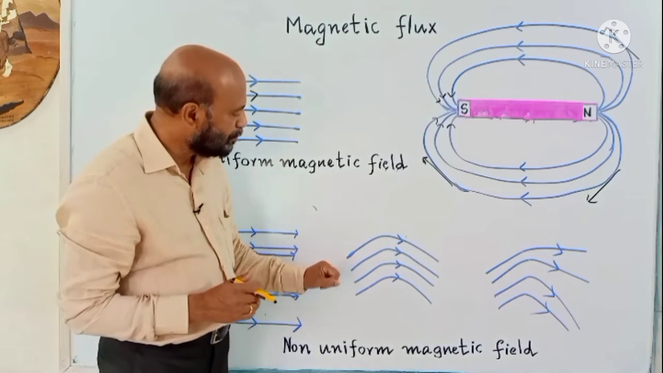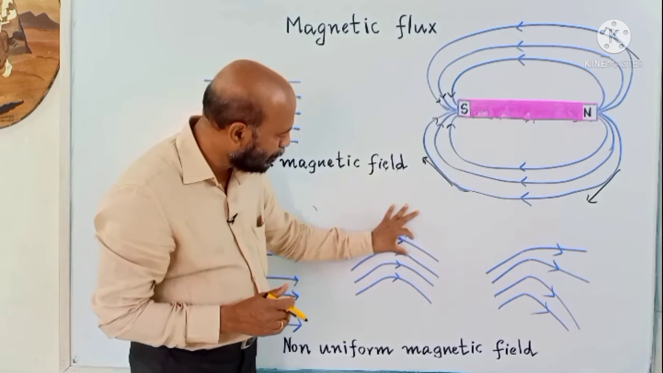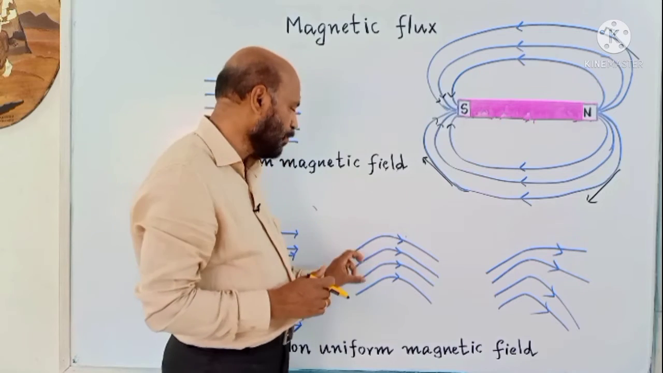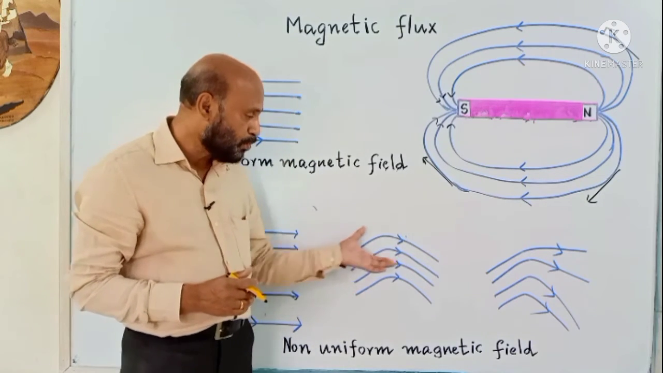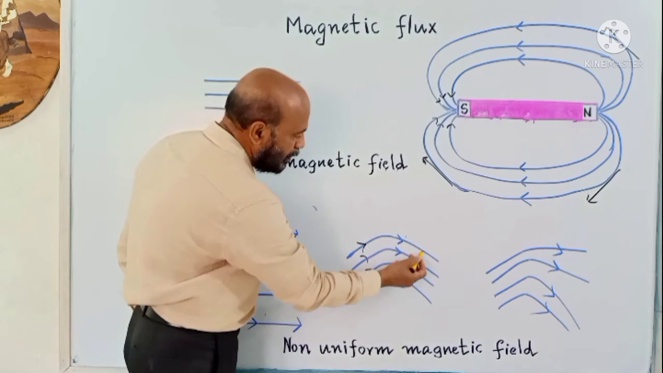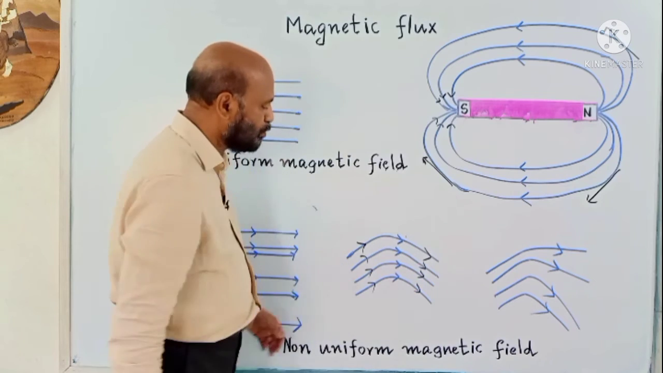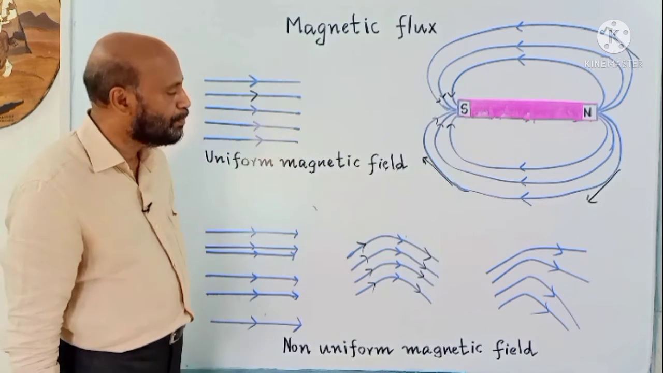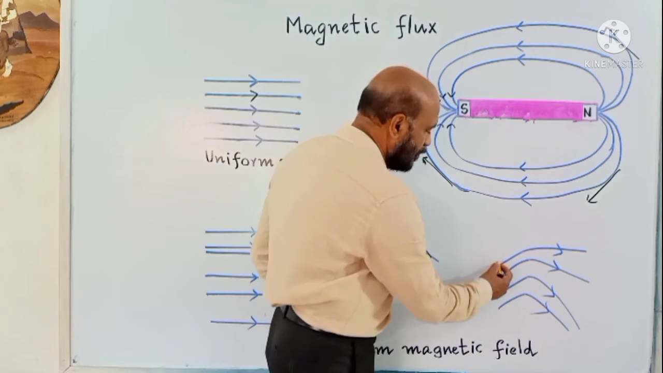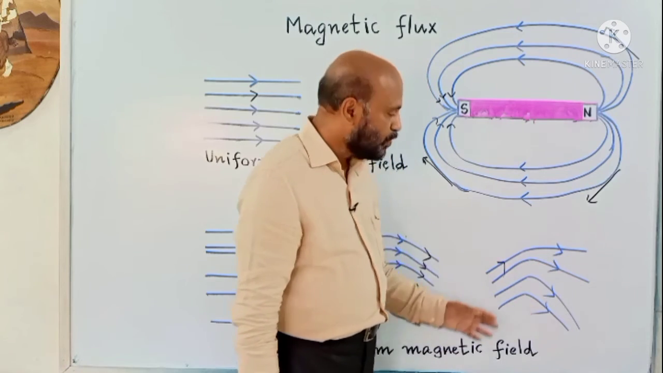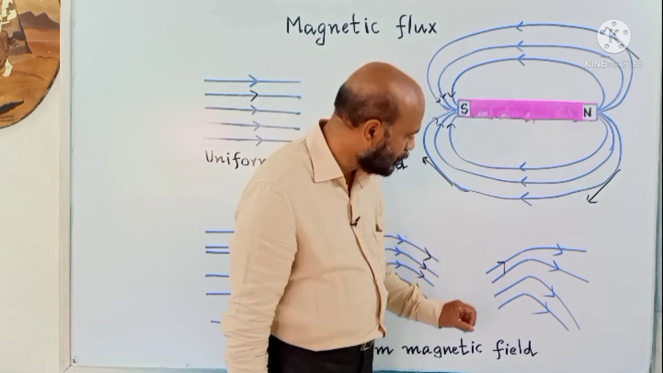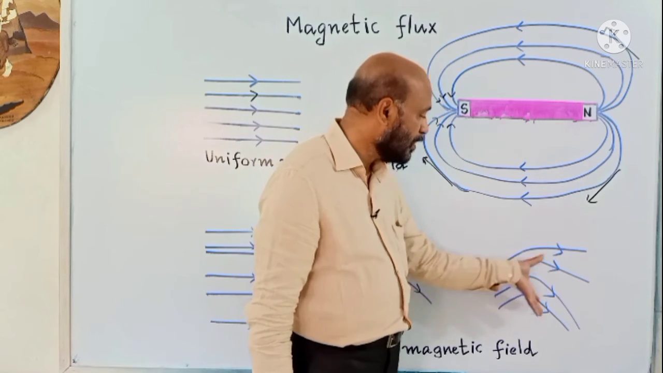But here you can see the magnitude is everywhere the same, as shown by the gap, which is everywhere equal. So the magnitude of the magnetic field is equal, but the direction is different. Here this is the direction of the magnetic field, here this is, so the direction is not the same. So this is an example of a non-uniform magnetic field. Here the direction is also different, and the magnitudes are also not the same. Here the gap is less, here the gap is more.